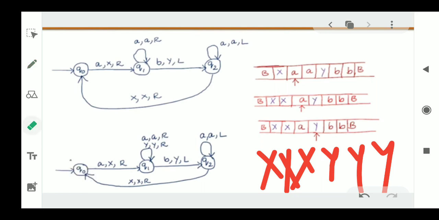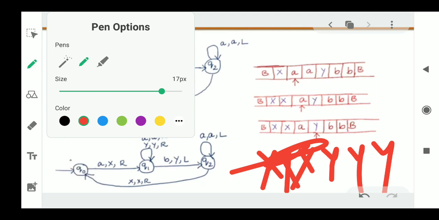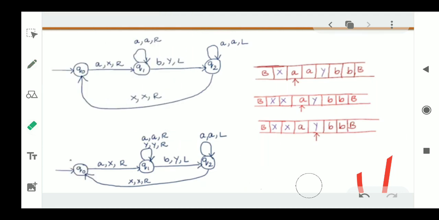So this is how a Turing machine works, only by moving either in a left or right direction. So this is what I would like to teach you.